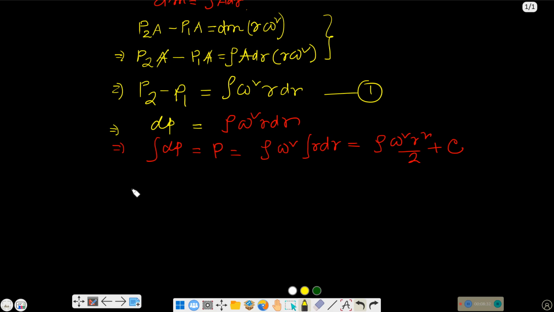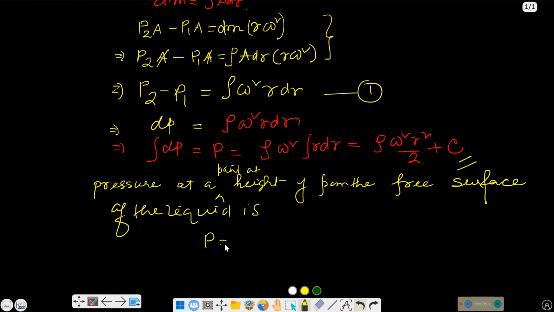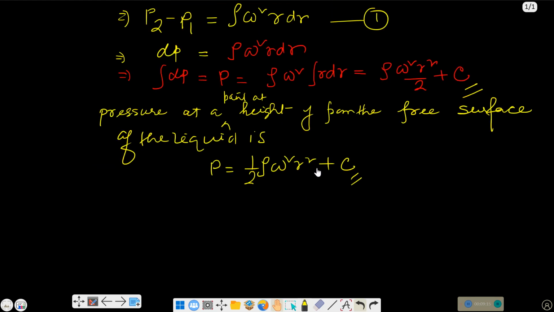So this is an integration constant C, so we need to find out this integration constant. The pressure at a point at height y from the free surface of the liquid is P equal to half rho omega square r square plus C. Okay, so this is our equation, but we need to find out this C, so let us find out the C.